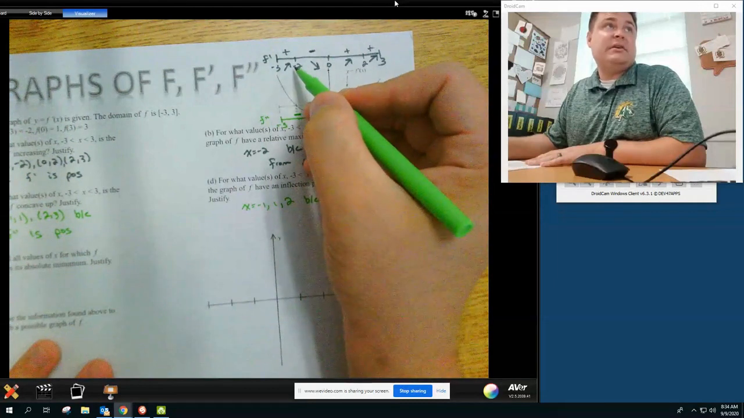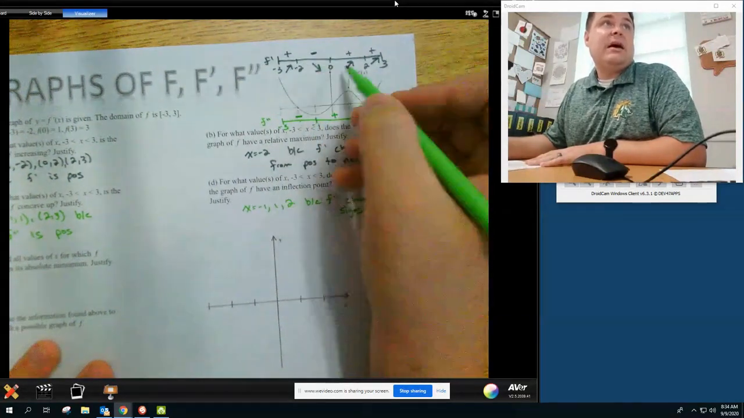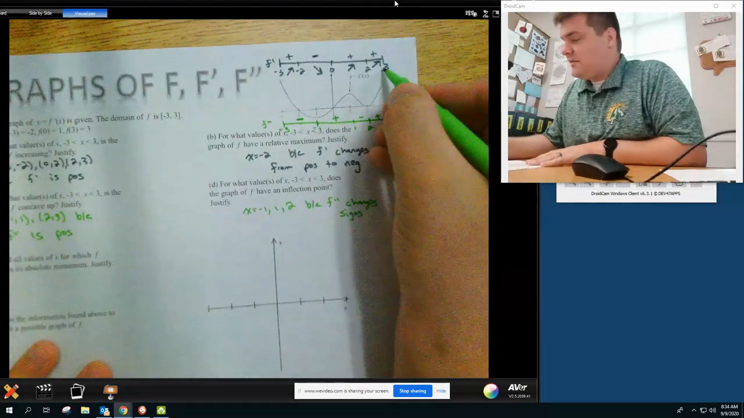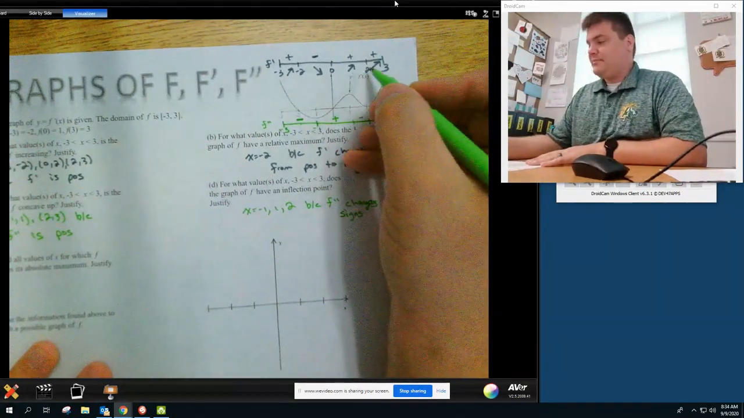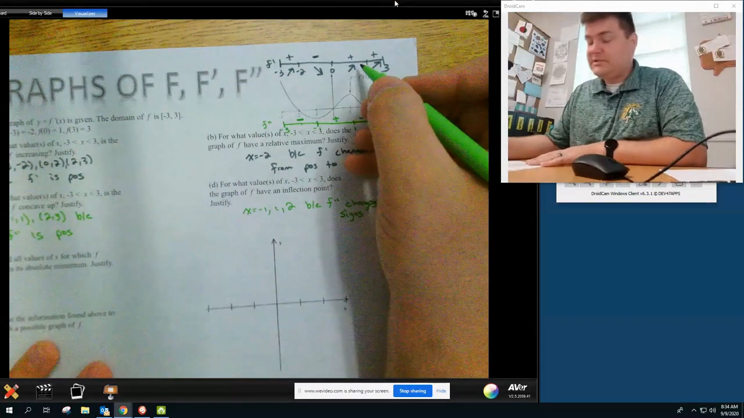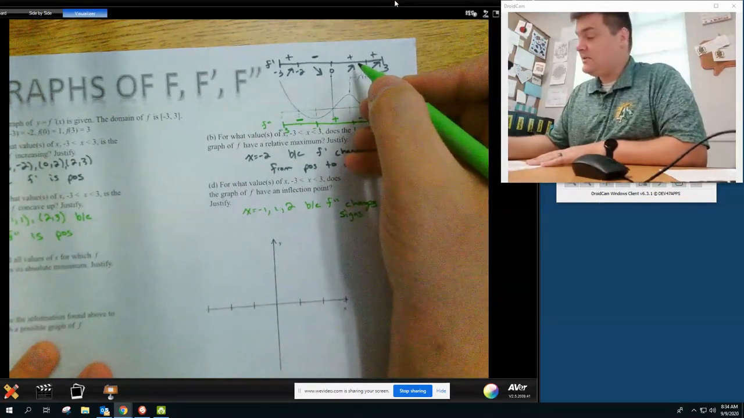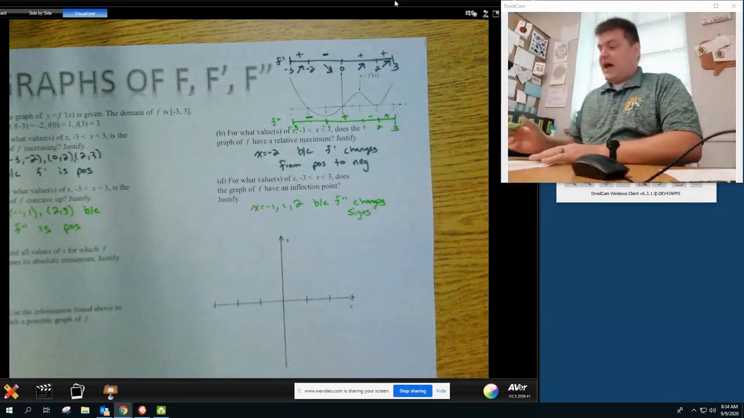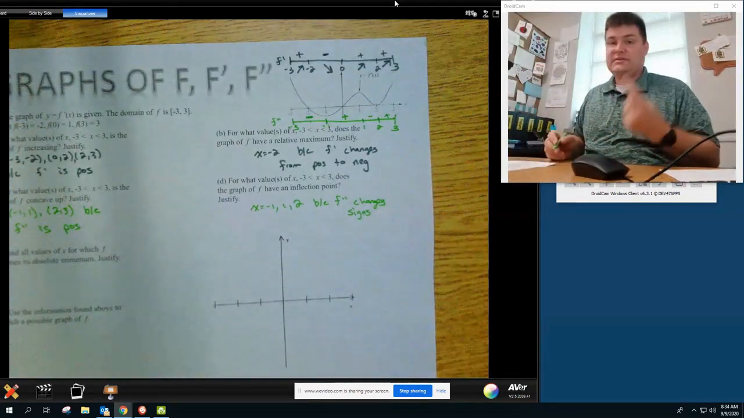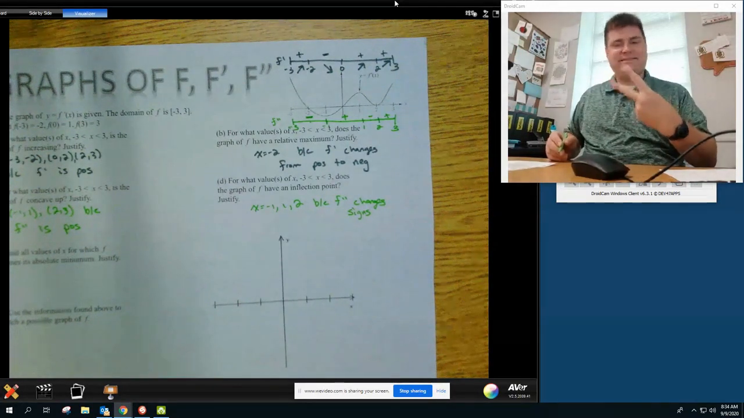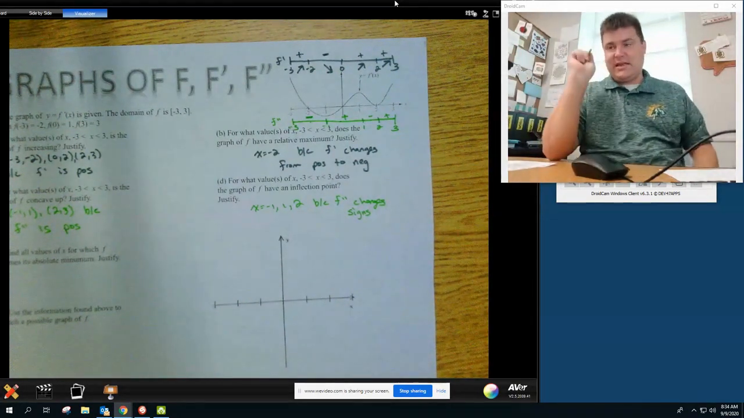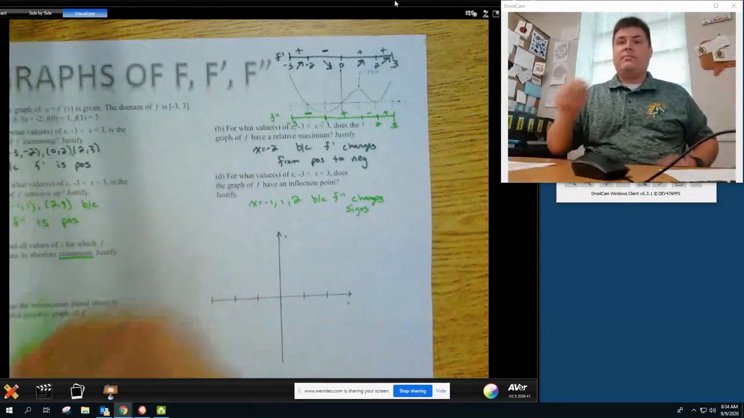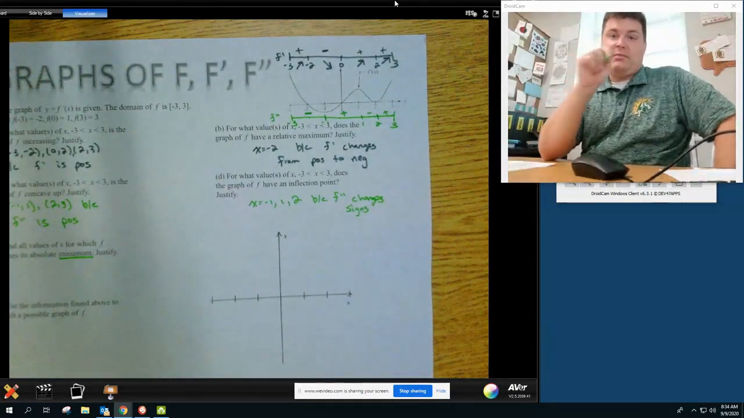So I don't need to consider negative 2. I don't need to consider 2. I don't need to consider 3. Because those can't be absolute minimums. They could be absolute maximums, because you keep going up and up and up. So when I do my candidates test, I consider two things: critical points and endpoints. In this case, I'm looking for just the minimum, so I only care about my relative minimums.